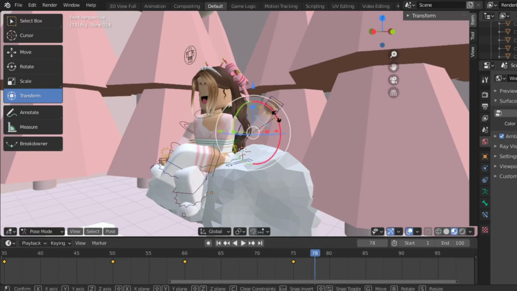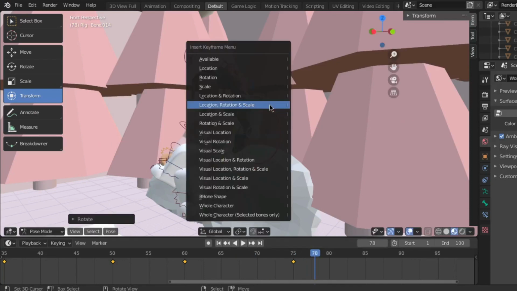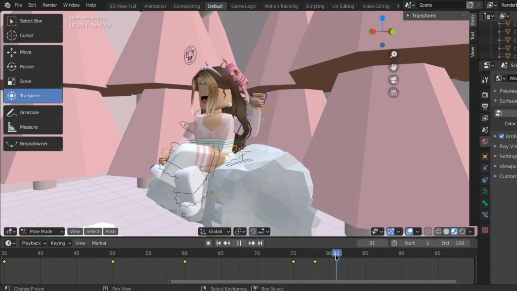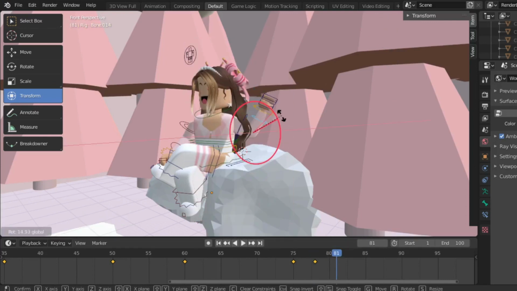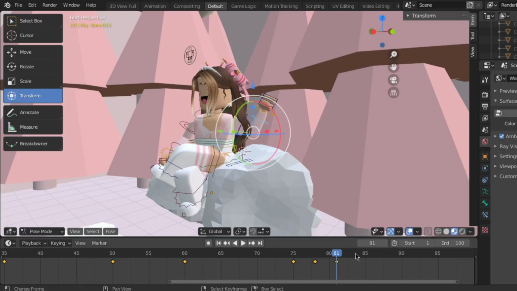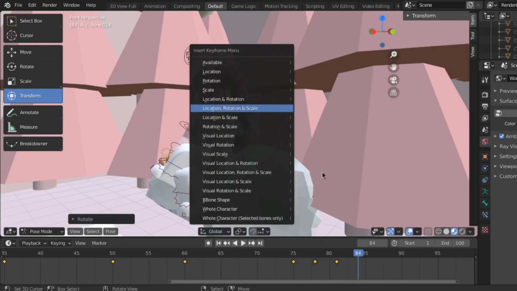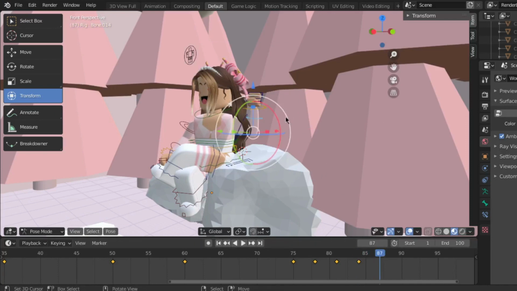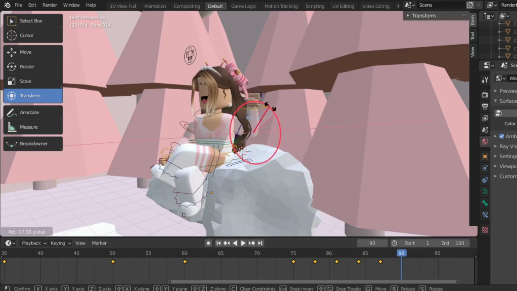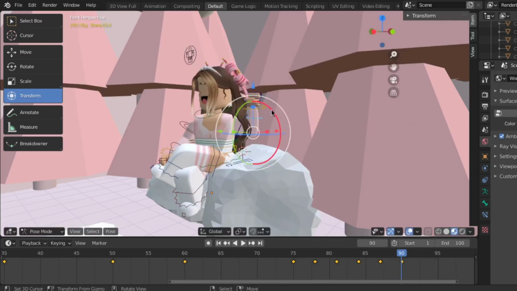Now it's time to move her arms. What I do is I rotate them upwards, then downwards, every after 3 frames to simulate it waving. I repeat it at least 6 times, but it depends on you.